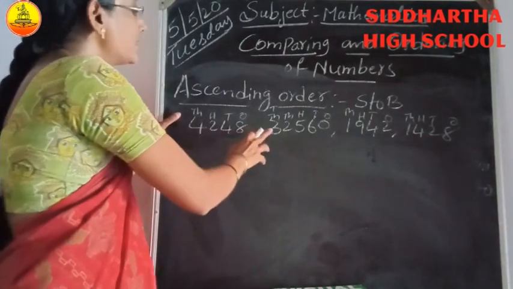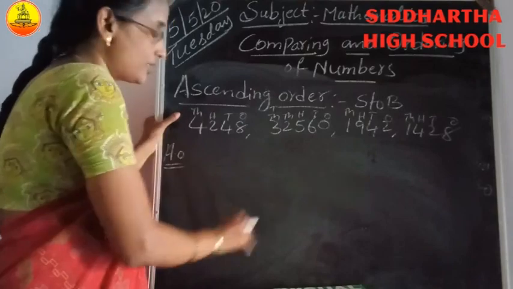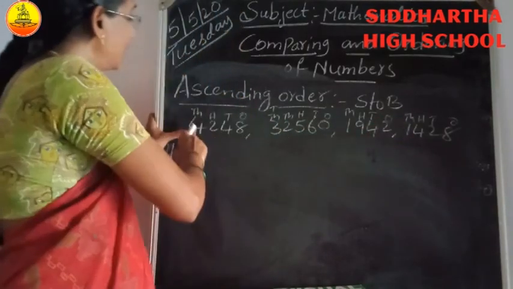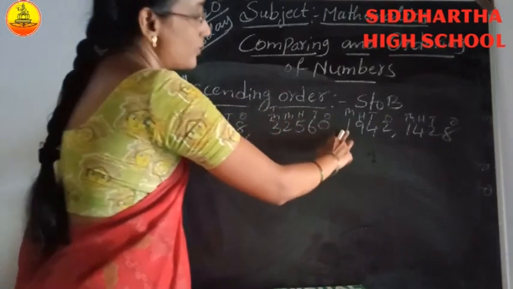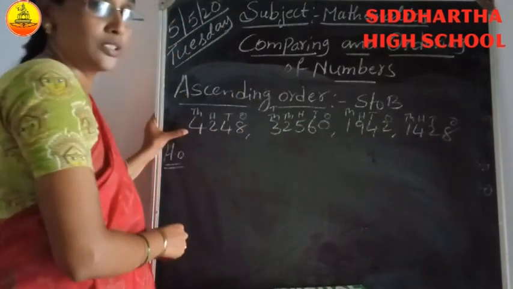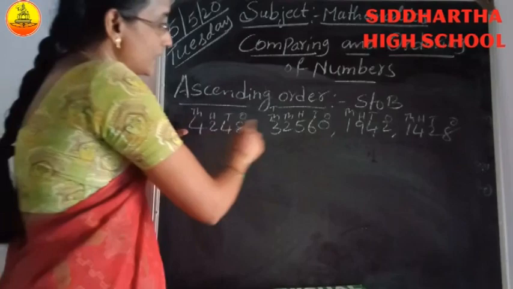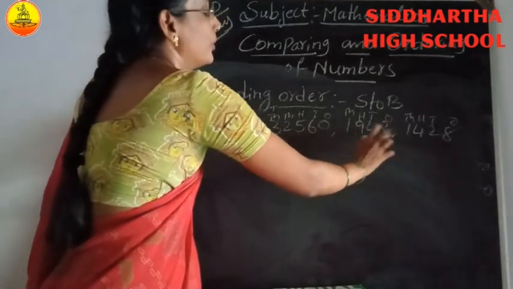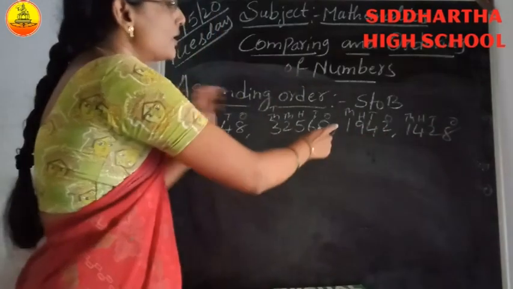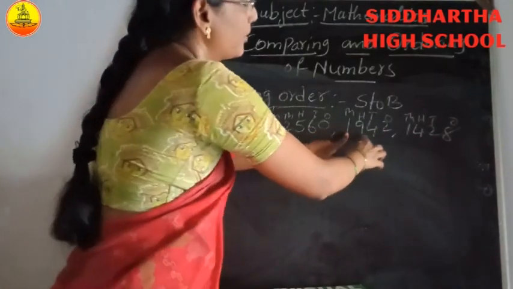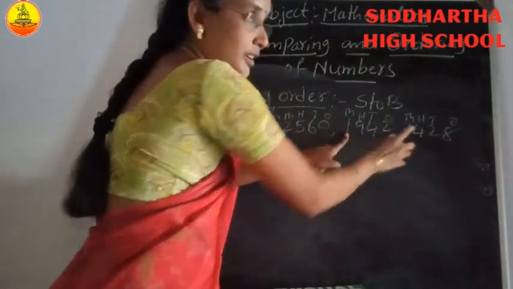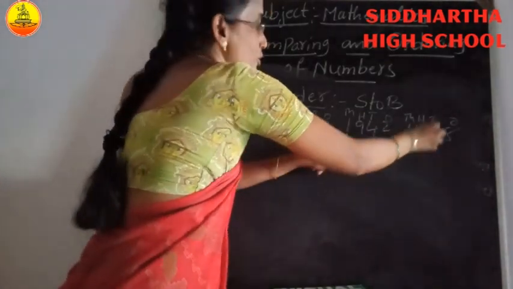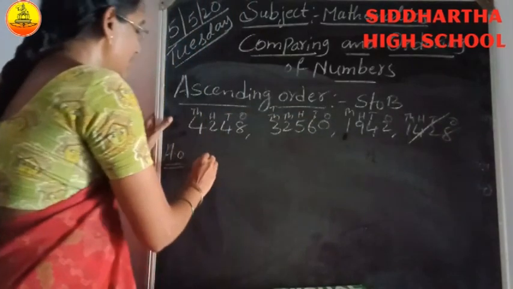Observe here, this is a 10,000s, 5-digit number. You can leave that one. This is thousands, this also thousands, this also thousands. Here 4,000, here 1,000, here also 1,000. 4,000 is greater than 1,000, so we will compare these two first. This is 1,900, but this is 1,400. Which is the small? 1,400 is the small. So you can write that one first.